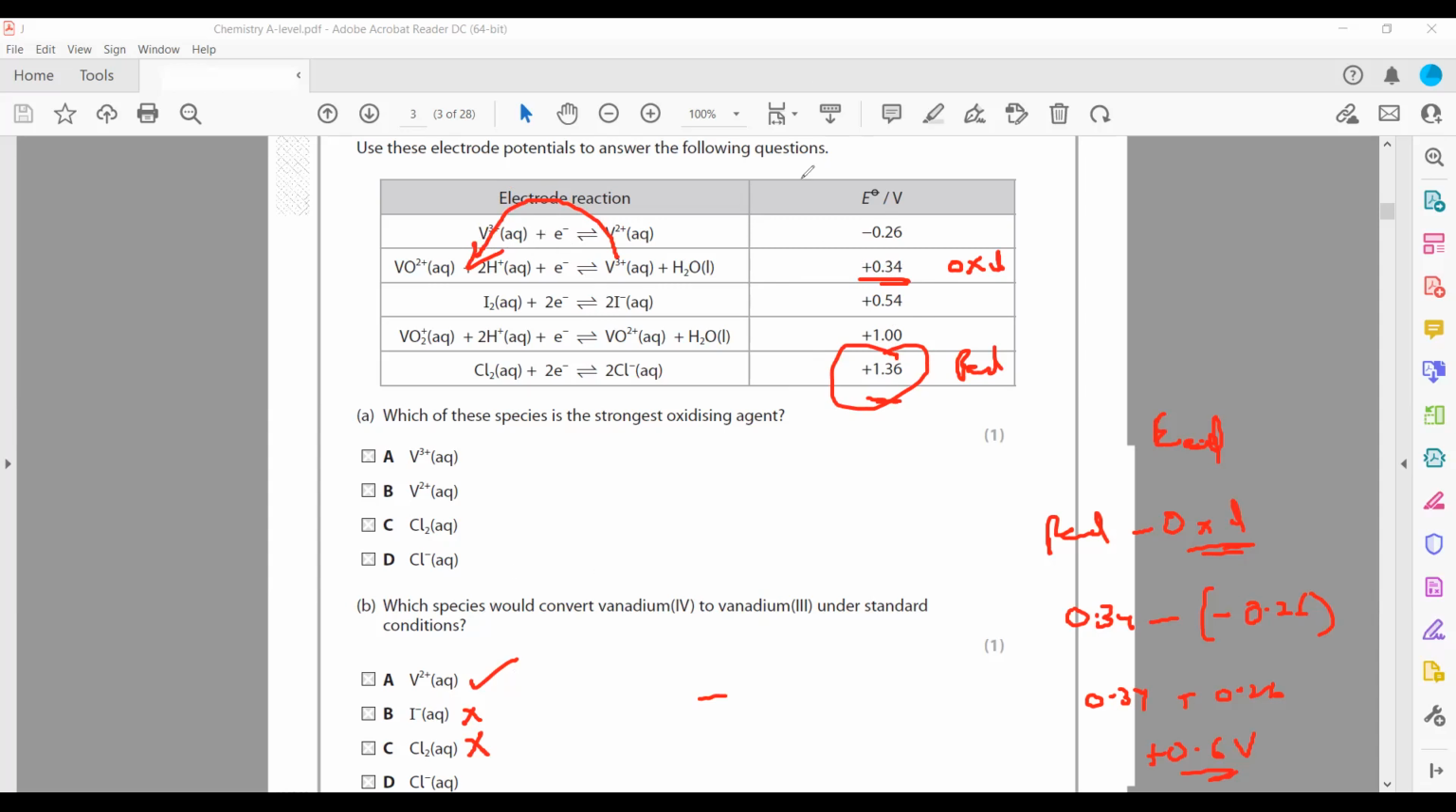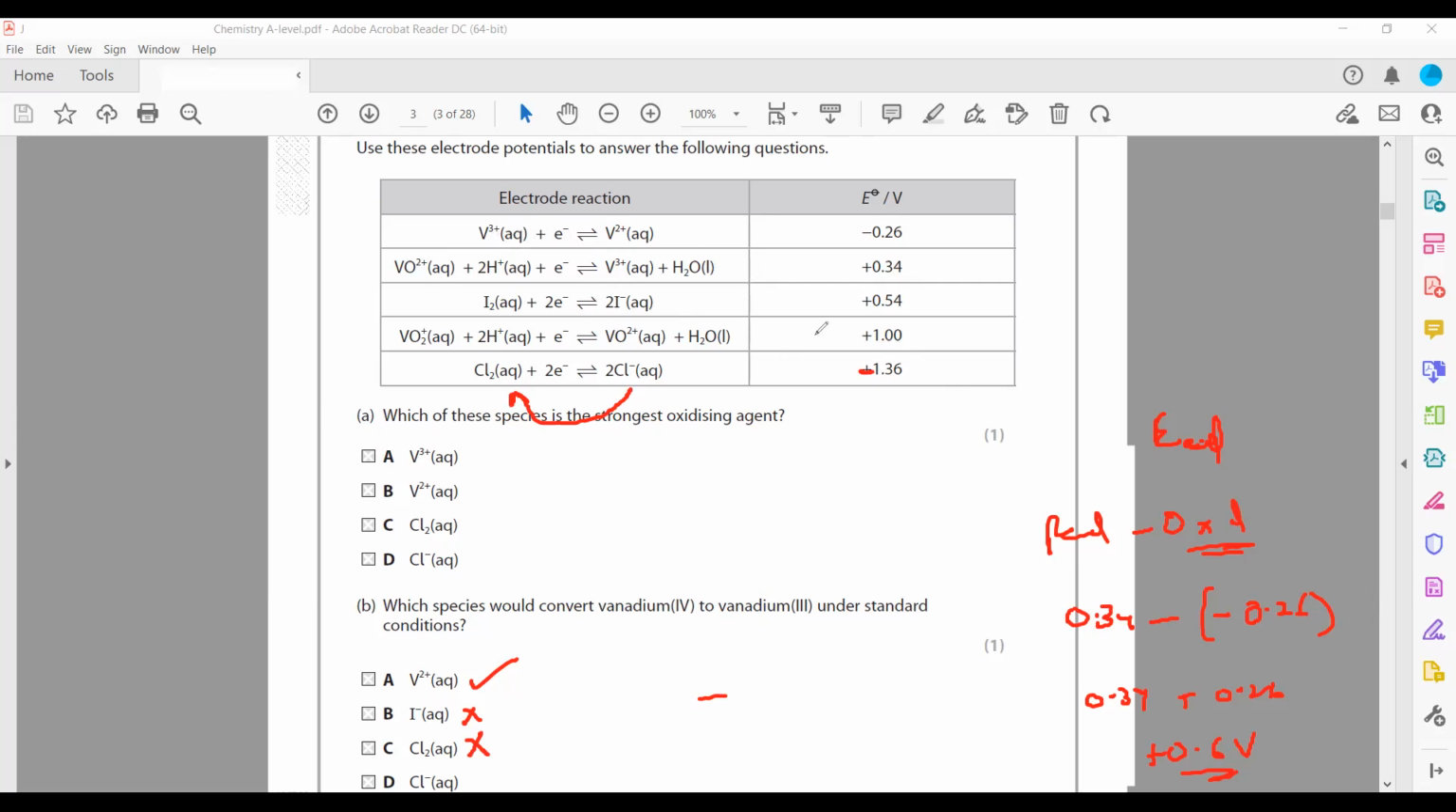Same thing if it is reacting with chloride ion. Like the chloride is a reactant here. The chloride ion Cl- is a reactant. So this will become minus 1.36. And what about the vanadium? It will be plus. But when we work out the total electrode potential, it will be very high.